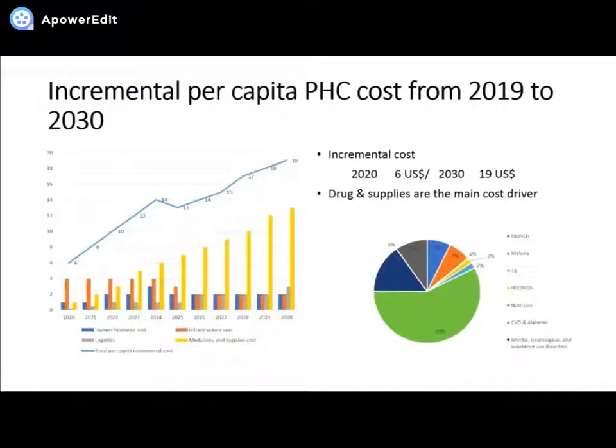And then we tried to get the per capita cost. We found that at the beginning, for the interventions we selected, it was around $6, whereas in 2030 it was around $19 per capita. This is incremental cost. And out of this larger drug and supply cost, most of these costs are invested in cardiovascular disease and diabetes. So they are having an NCD kind of epidemic there.